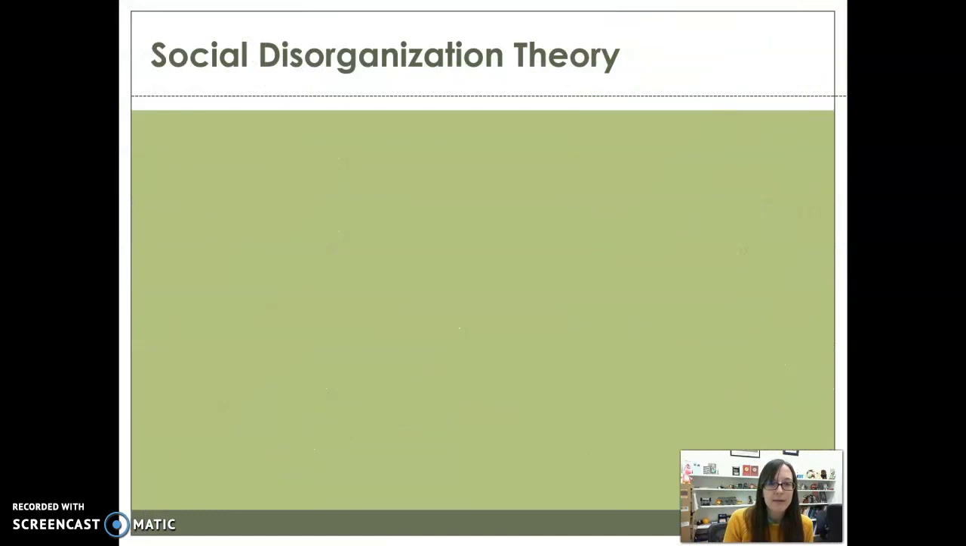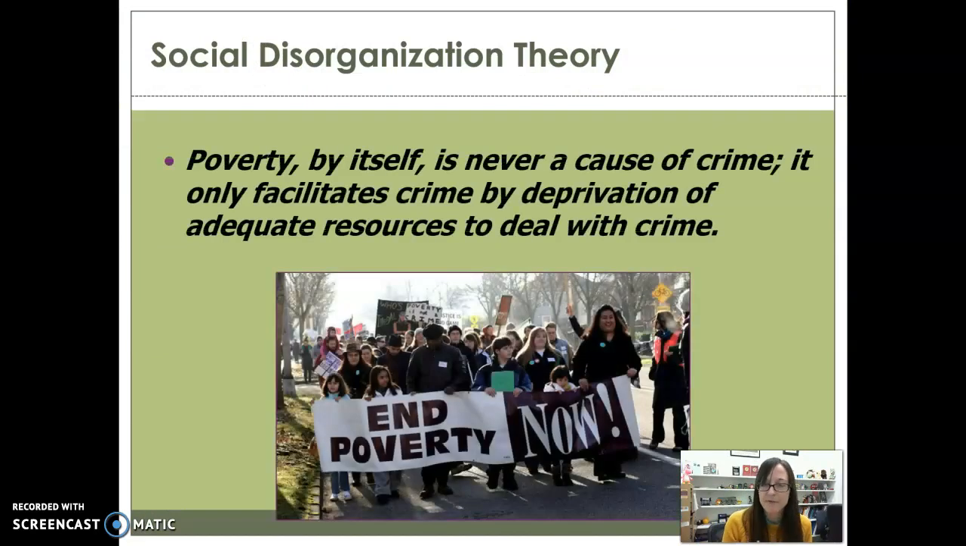This is a key part of social disorganization theory: poverty by itself is never a cause of crime. It only facilitates crime by depriving people of adequate resources to deal with crime. So that is the key. It is not just poverty. Poverty is part of it, but that is never enough on its own. It only makes it so that crime is easier to happen because you don't have the resources to deal with it. So yes, it's related to crime, but poverty is not the cause of crime.